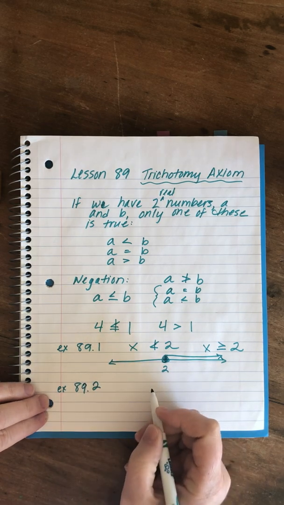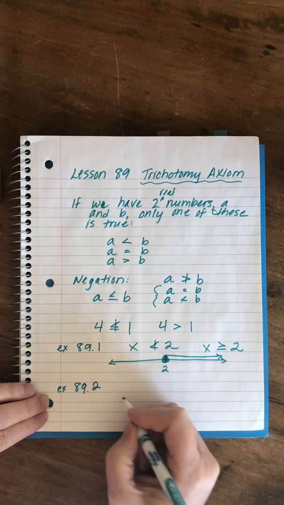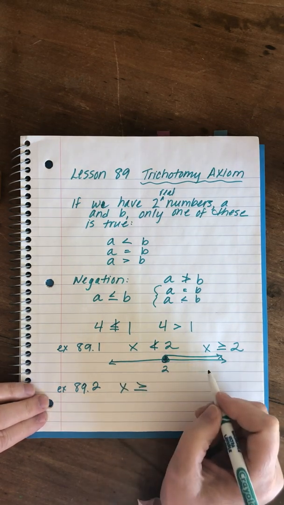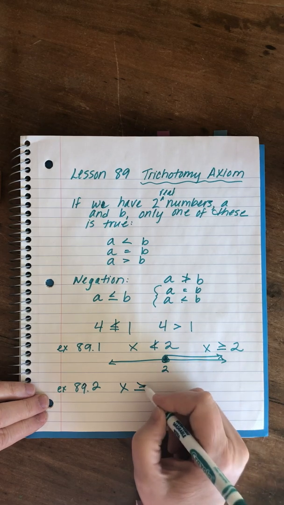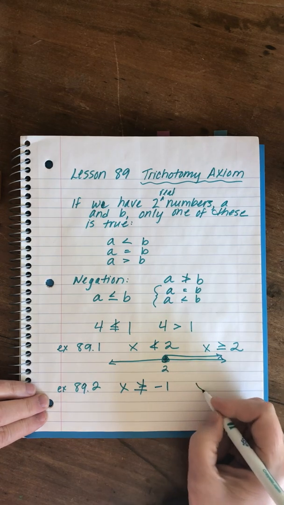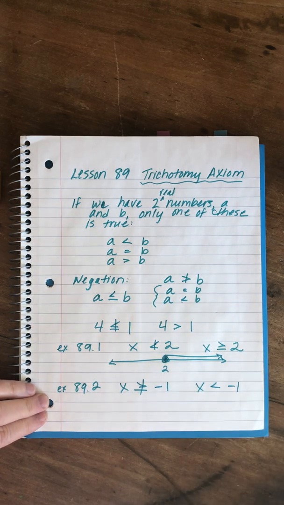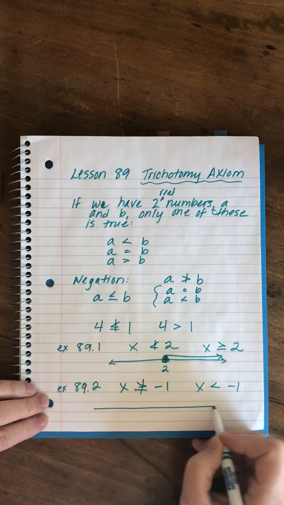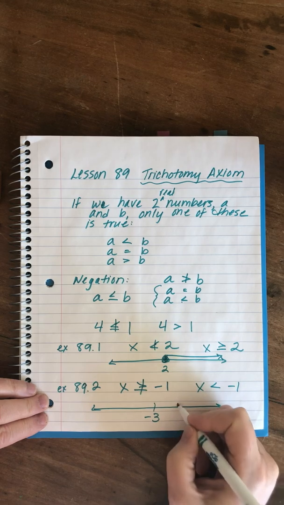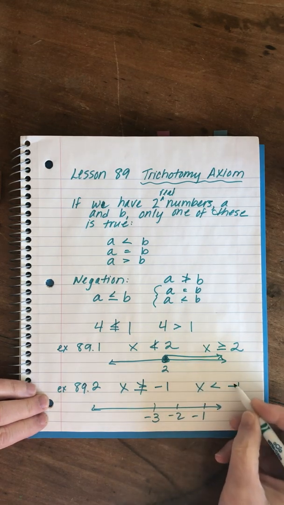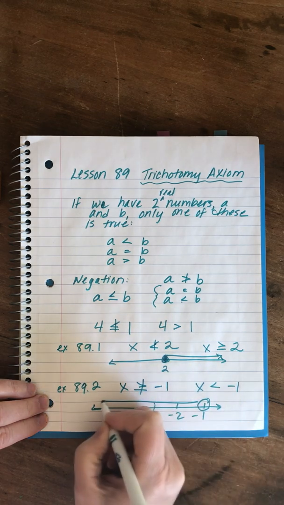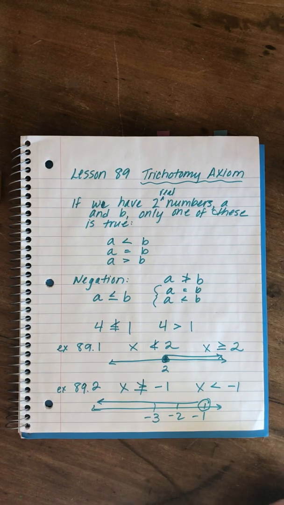89.2. Graph on a number line. X is not greater than or equal to minus 1. Okay, then that means X is less than minus 1. And so we draw the picture. Here's our minus 1. You don't have to put a lot of detail. Oh, I wrote minus 3. All right, fine. We'll just fill it in. X is less than minus 1. Okay, there's no equal sign there, so we circle it, and we go that way. Okay?